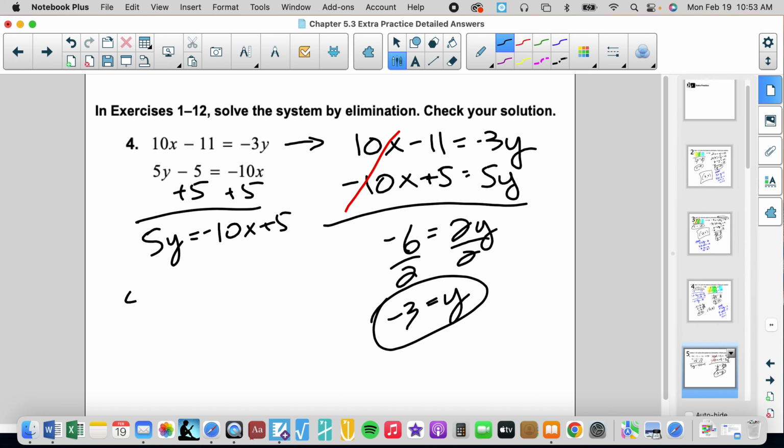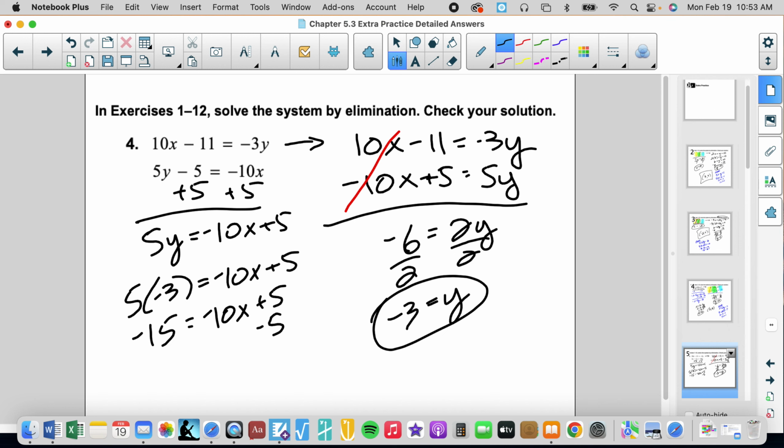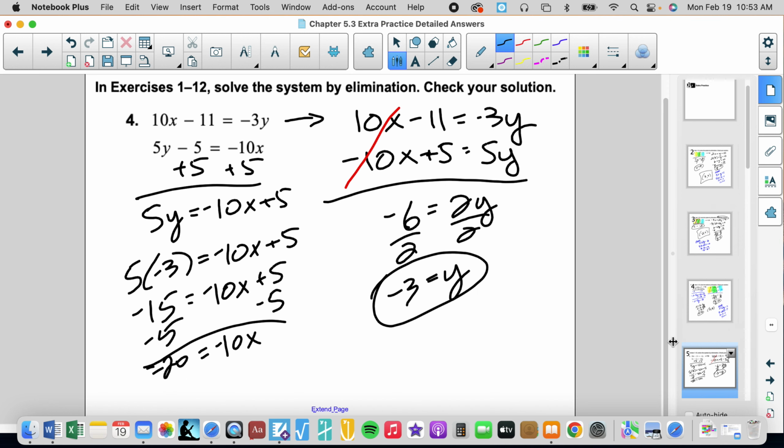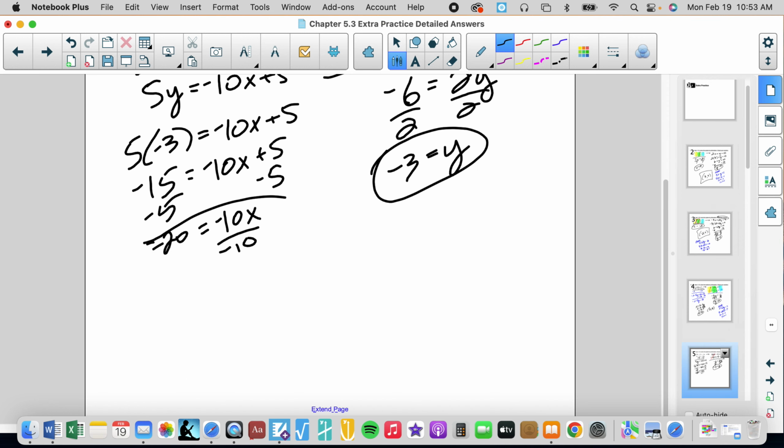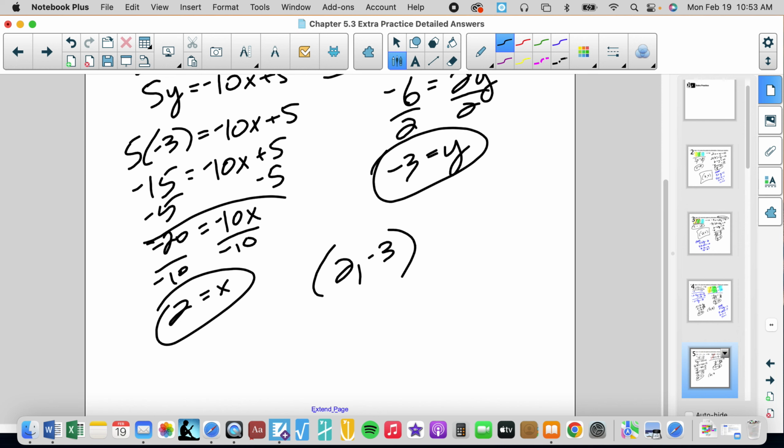Let's use this one. 5 times negative 3 equals negative 10x plus 5. Negative 15 equals negative 10x plus 5 minus 5. Negative 20 equals negative 10x. Divide by negative 10. 2 equals x. So my point is going to be 2, negative 3.